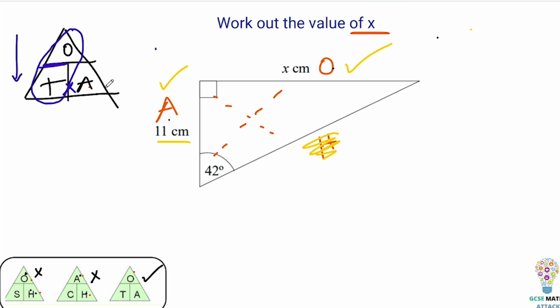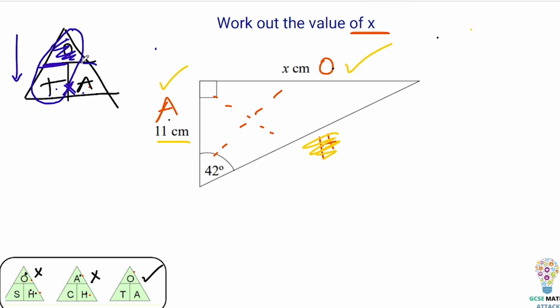So remember, if you want to work out adjacent, put your finger over adjacent, you get opposite over tan. If you want to work out opposite, tan and adjacent are next to each other, therefore you multiply them. Okay, so what's this question asking me? It's asking me to work out opposite.